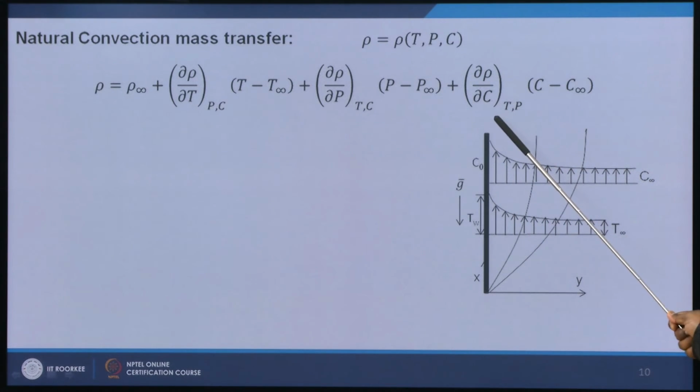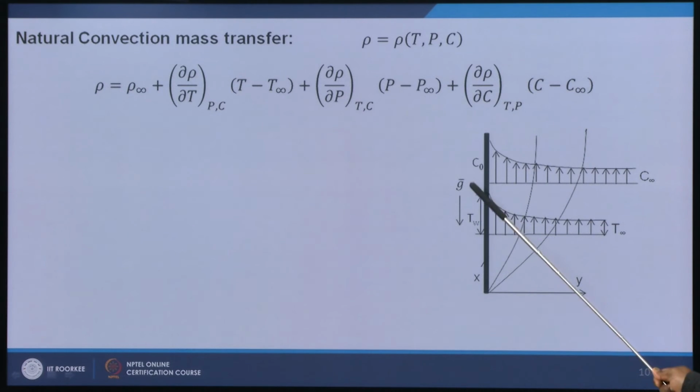Let us have a vertical plate like this. We have gravity acting in the downward direction, and attached to the plate we have high concentration C naught, and away from the plate we have some infinitesimal concentration C infinity. Just like the temperature profile, where here it is TW and here T infinity, our concentration profile will also be like this. Along with the thermal boundary layer, we can also have the concentration boundary layer. The concept remains the same, 99% of the free stream concentration.